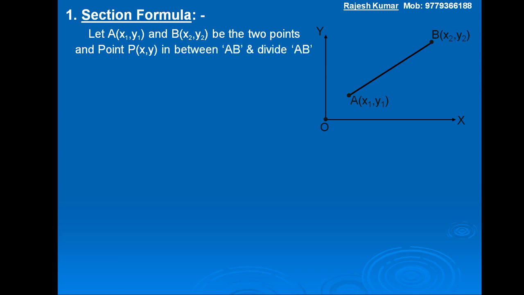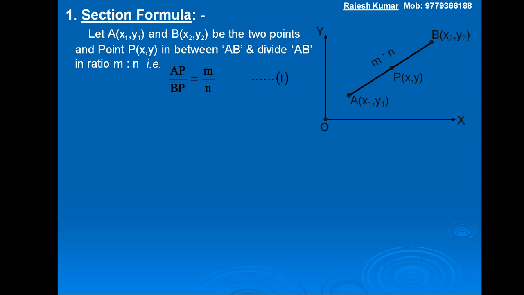And point P with the coordinates (x, y) lies in between A and B and divides AB in the ratio m:n. See in the diagram, on line AB, this is point P with coordinates (x, y), and it divides AB in the ratio m:n. That is, AP upon BP is equal to m upon n. Let it be equation number 1.